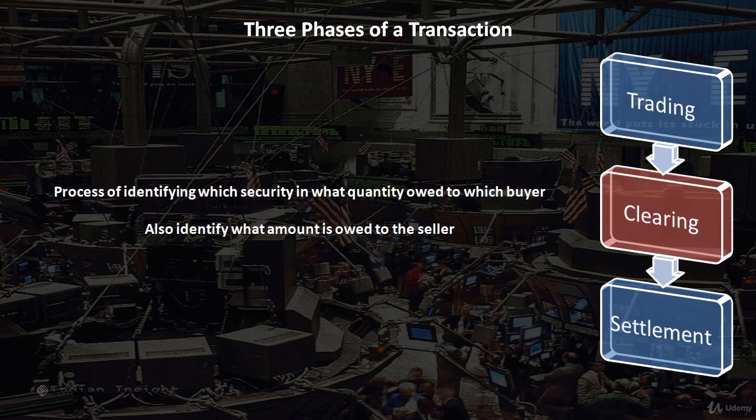The next phase is clearing. Once two orders match, a trade is executed. This trade has to go through what is called a clearing process. The clearing process is the process of identifying which securities and in what quantity is owed to which buyer. The clearing process also identifies what amount of payment is owed to the seller for this transaction.